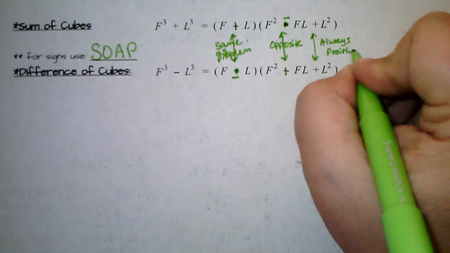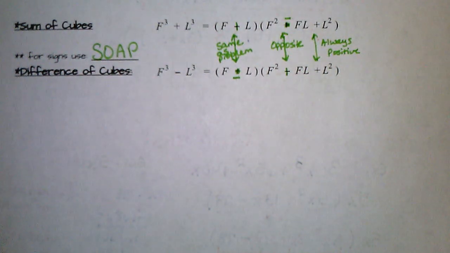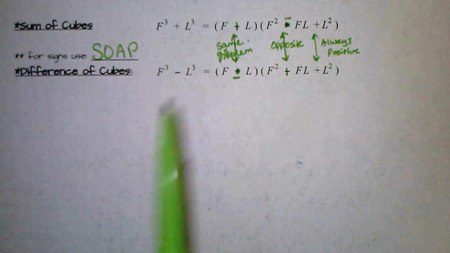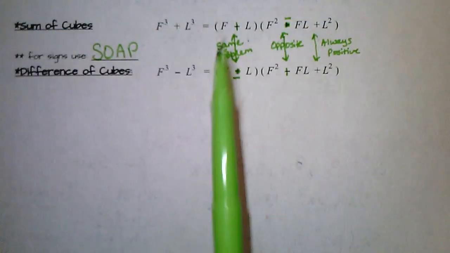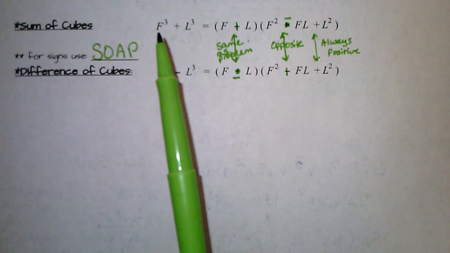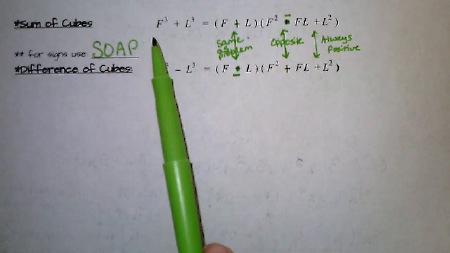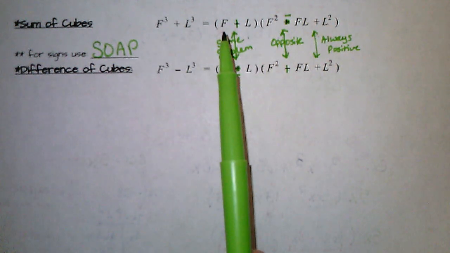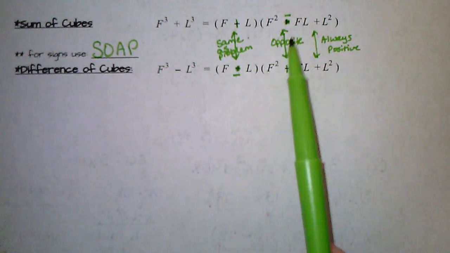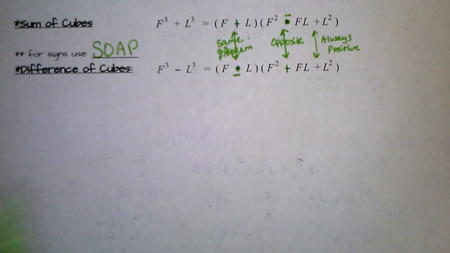So I apologize so much for messing those problems up, but now we got to practice. Same, opposite, always positive. So we're going to have to memorize this for our test. So how do we get it? Well, it's f cubed, and the first one is just f, then L, then f squared, FL, L squared. So I try to remember it like this.